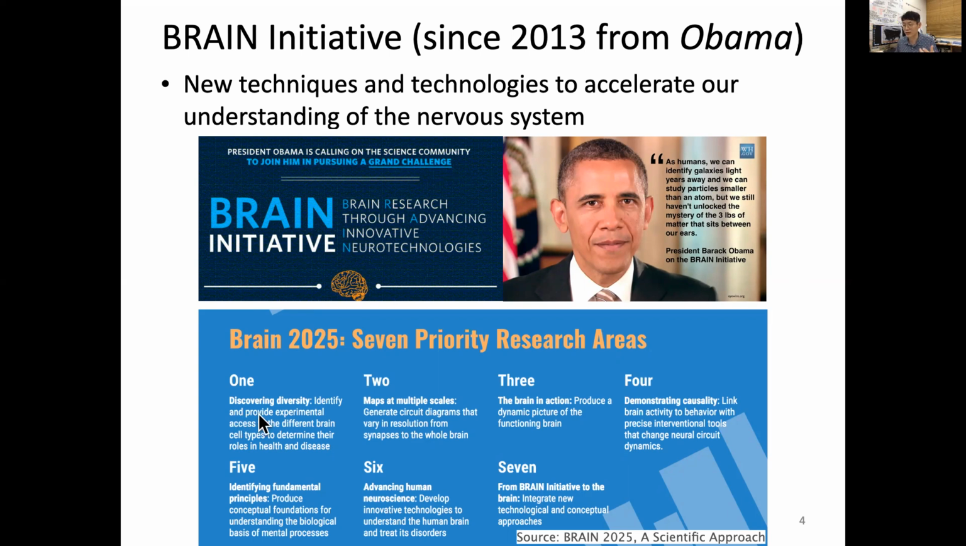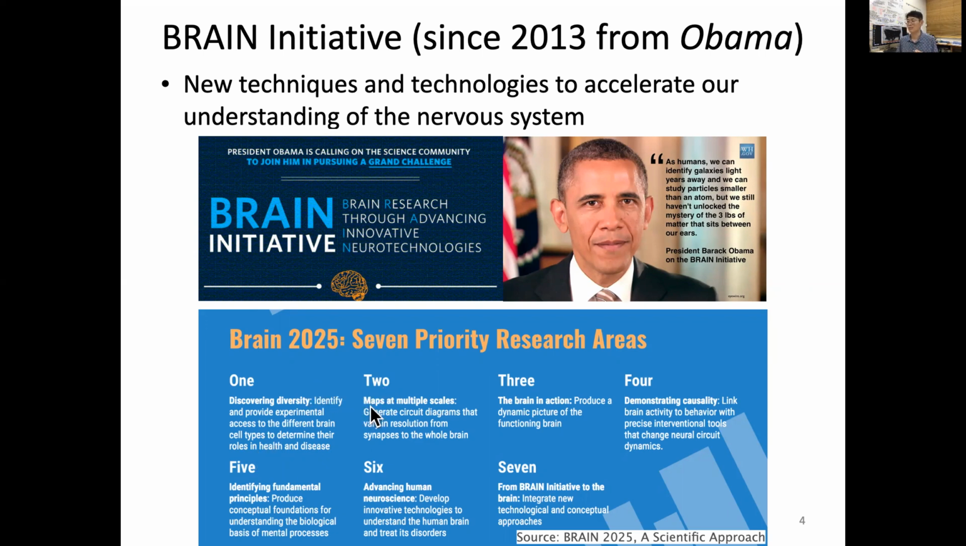So here, one is discovering diversity: identify and provide experimental access to different brain cell types. In fact, there are so many different kinds of brain cell types to determine their roles in health and disease. And we do not yet know all these different cell types' role and function in health and disease.